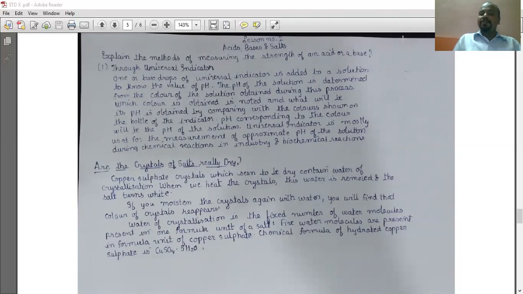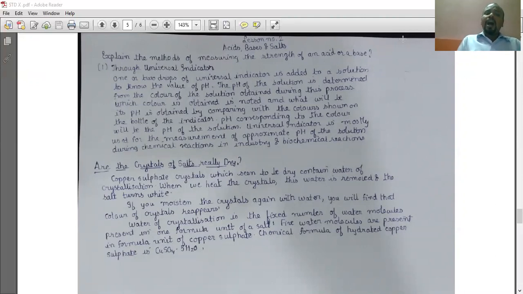Which color is obtained is noted, and what will be its pH is obtained by comparing with the colors shown on the bottle of the indicator. The pH corresponding to the color will be the pH of the solution. Universal indicator is mostly used for the measurement of approximate pH of the solution during chemical reactions in industry and biochemical reactions. The second part we had already discussed, that is with the help of the pH scale.